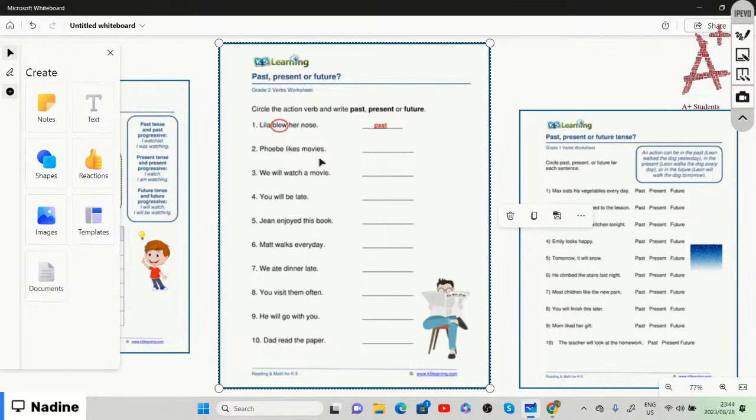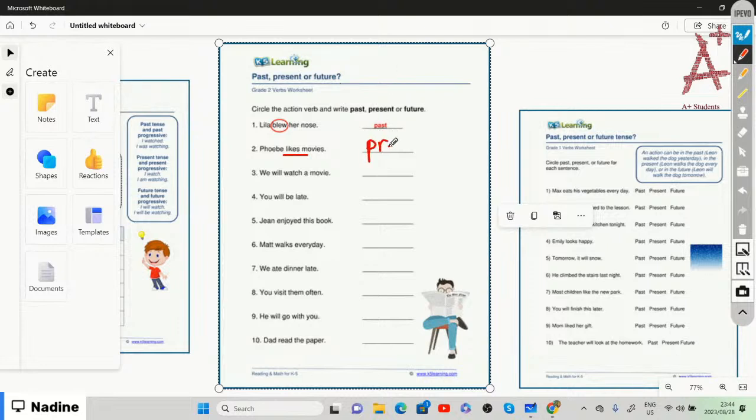Phoebe likes movies, right? So if we identify the word likes, is that in the past, in the present, or in the future? She likes movies, right? So likes shows that she likes it now. So we can say it's present.